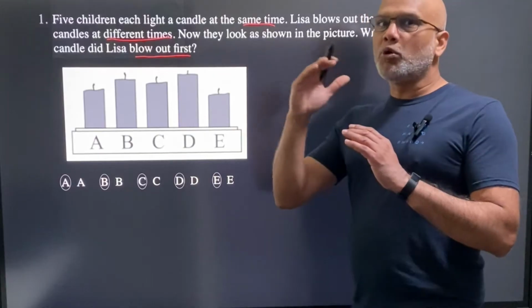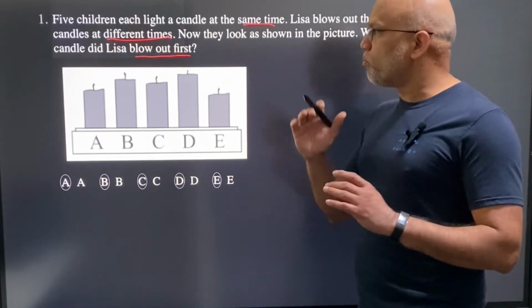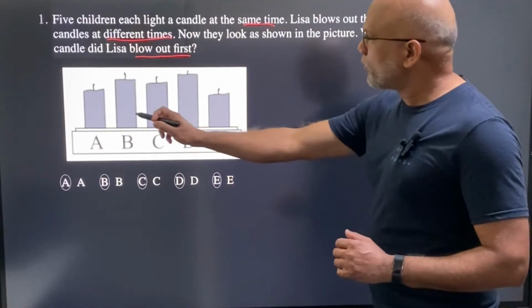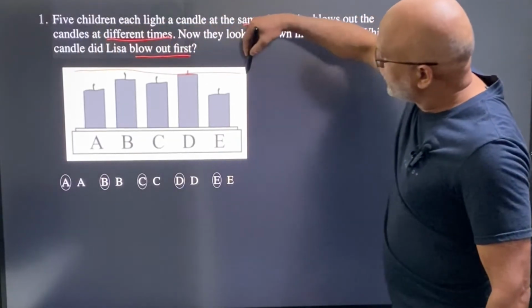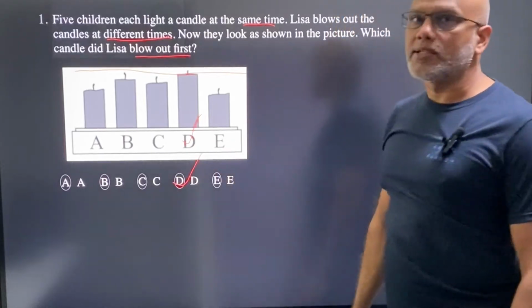The one that is blown out first will have the least amount of time to burn. That means most of the candle will still remain. So basically, here I am looking for the tallest candle. If we look from the top, this is the tallest candle, right? Then D is the correct answer.